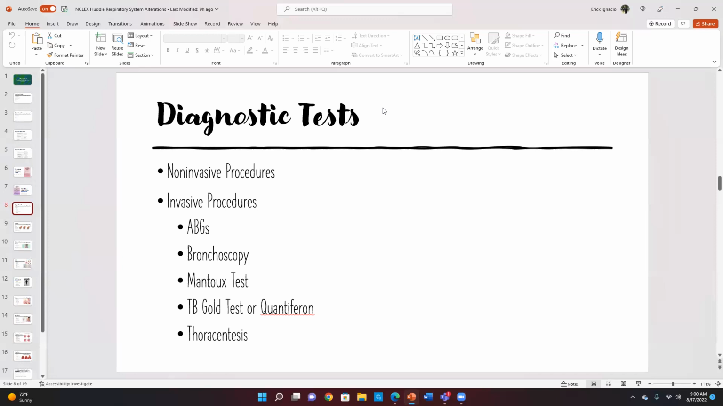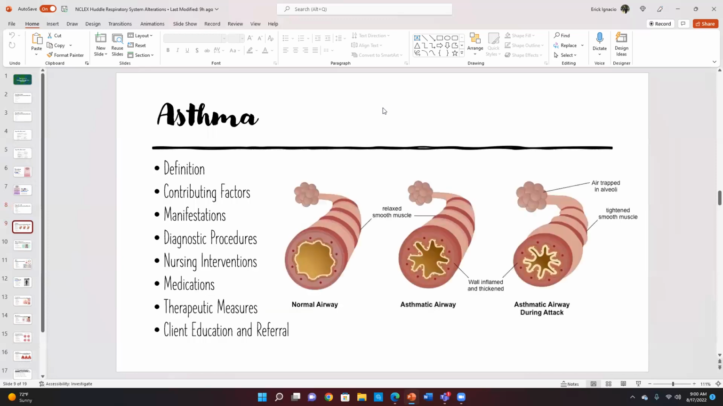air leak. And the chest tube is also very similar to the Foley catheter, right? In the sense that it should be placed below the level of the chest, just like the Foley catheter collection bag should be placed below the level of the waist. All right, that concludes the discussion of the diagnostic tests. Let's go into our first disorder of the respiratory system.